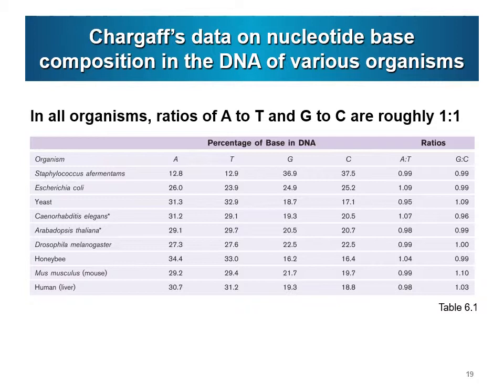And as we can see, for example, human has about 31% adenine and thymine presence and about 19 to 18% of guanine and cytosine presence, where the lowest percentage we are observing for adenine and thymine is in Staphylococcus, and it's about 13% of adenine and thymine and about 37% of guanine and cytosine presence. So everything else is basically between these two numbers.